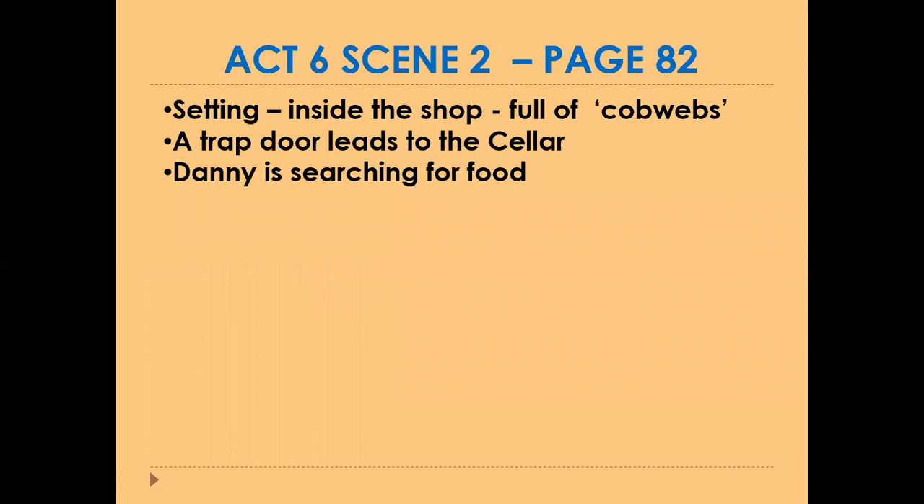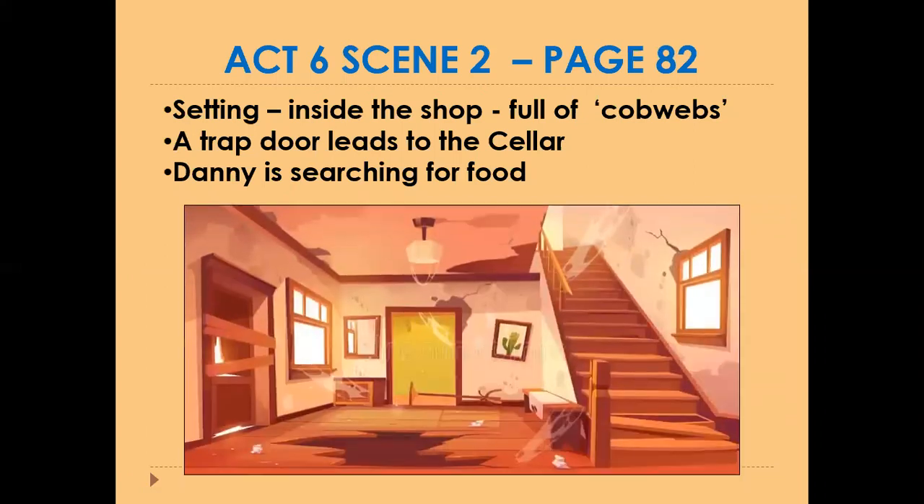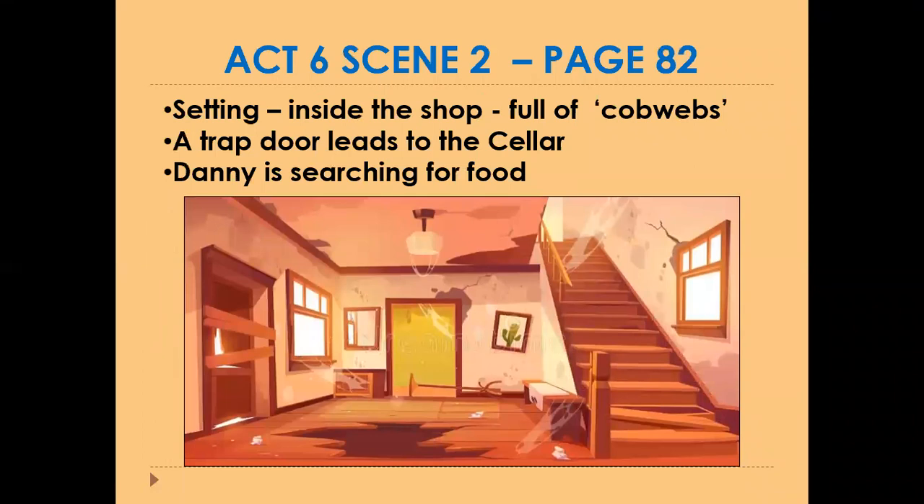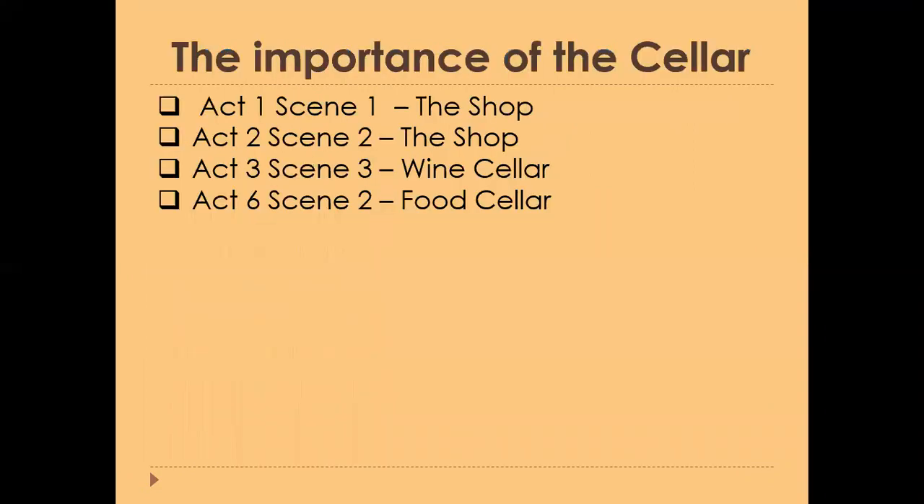As they step inside the shop, we see that it is full of cobwebs. Danny is desperately looking for a door that may lead to a cellar. And Danny begins searching for food. Throughout the play, we have seen that the role of the cellar in any shop or house is very important. In Act 1, Scene 1, we saw Danny's father's shop with a cellar where they were storing food and water in case there was war, and there was indeed one.